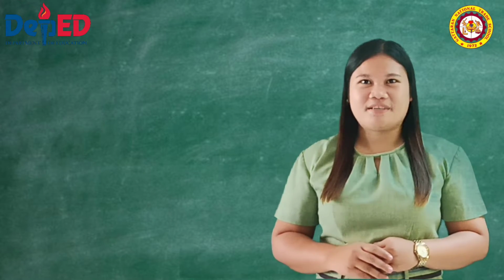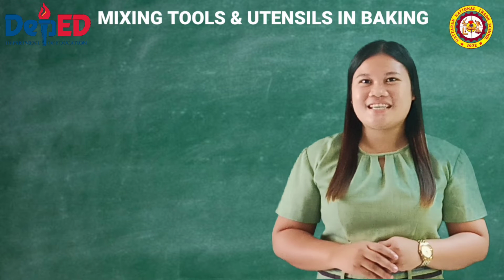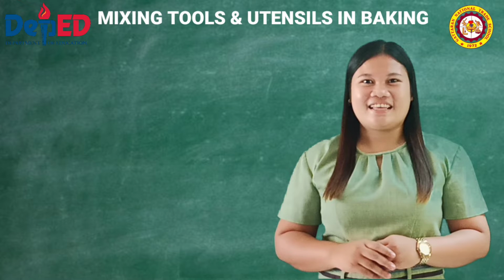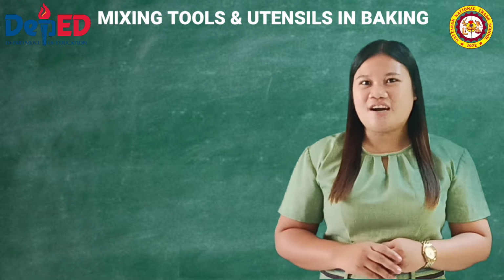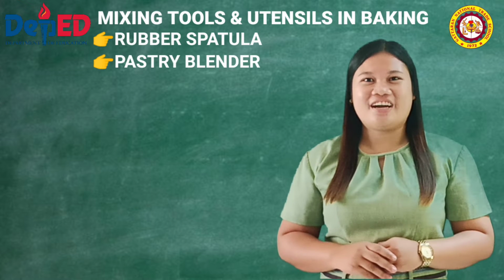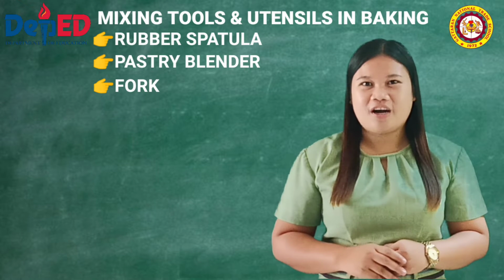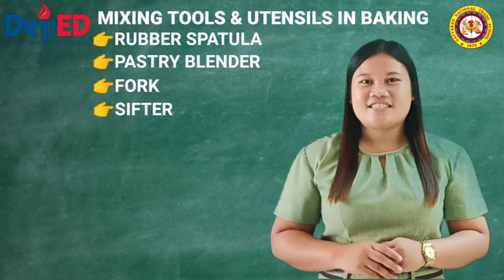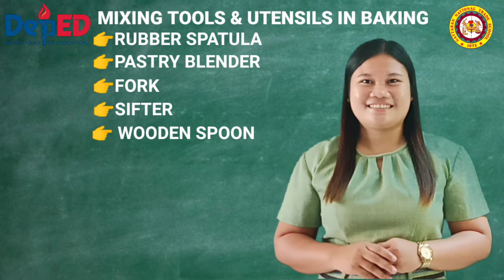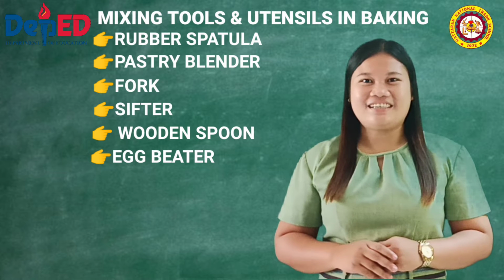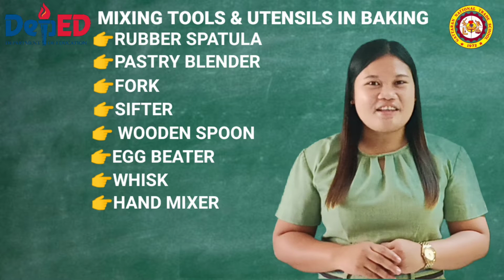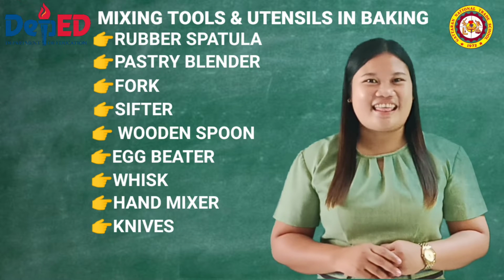To sum it up, we discussed the mixing tools, utensils used in baking. These are rubber spatula, pastry blender, fork, sifter, wooden spoon, egg beater, whisk, hand mixer, and knives.